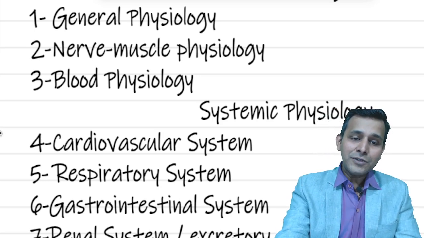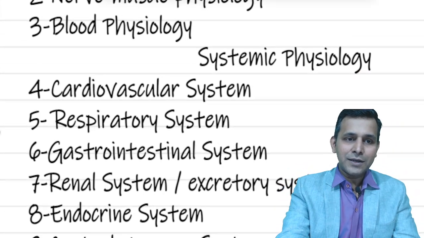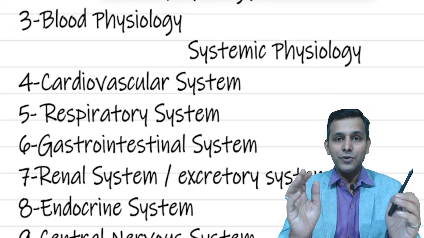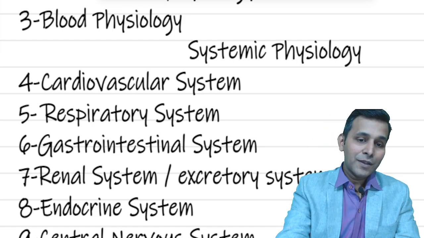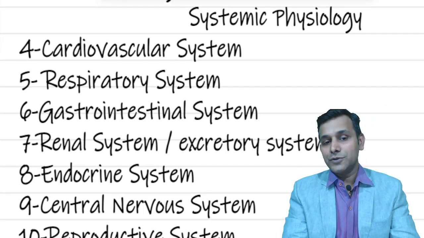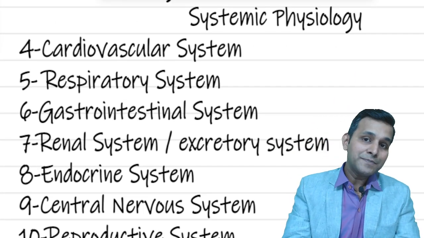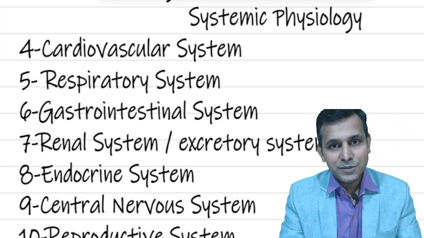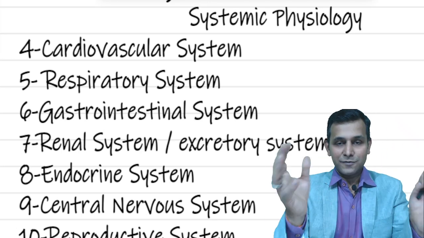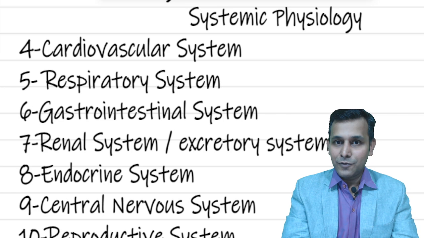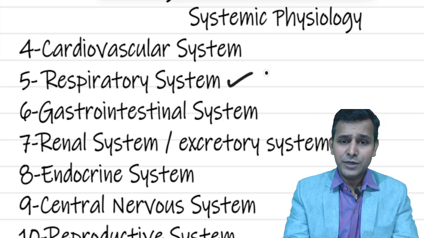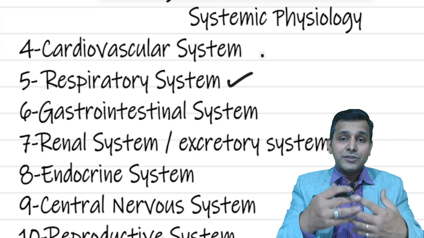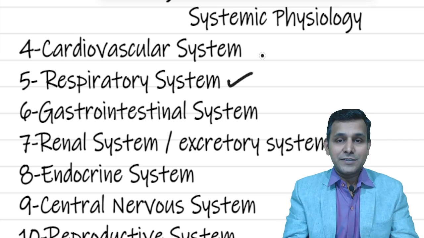Next, once you are done with basic physiology, then comes your systemic physiology. Now you are going to understand each system in detail. There are 8 systems which we are going to discuss in detail. Number 1 is the cardiovascular system, that is the heart and blood vessels, the system of blood and its flow. Respiratory system, which helps us understand the functioning of the lungs and the exchange and transportation of gases.